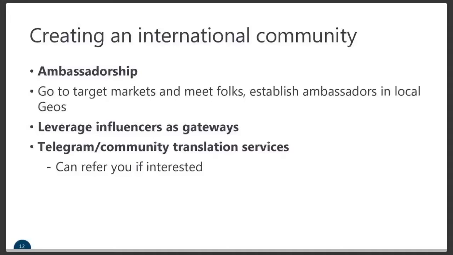And then there are Telegram and community translation services out there. So if you wanted to translate your Telegram community into any Asian language or any various international language, you can do so. There are services that will charge you a flat rate to do that. And I know of people that do that if you're interested in doing so.